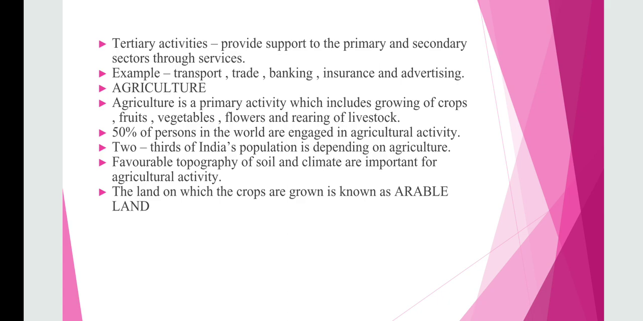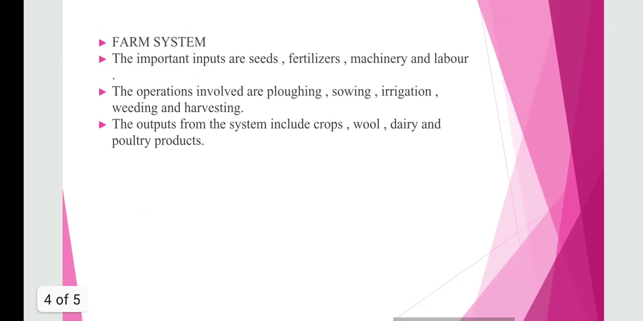Next, the land on which the crops are grown is known as arable land. We cannot cultivate every land. You all know that, isn't it? Every land is not cultivable land. So the land on which we can cultivate crops is known as arable land.